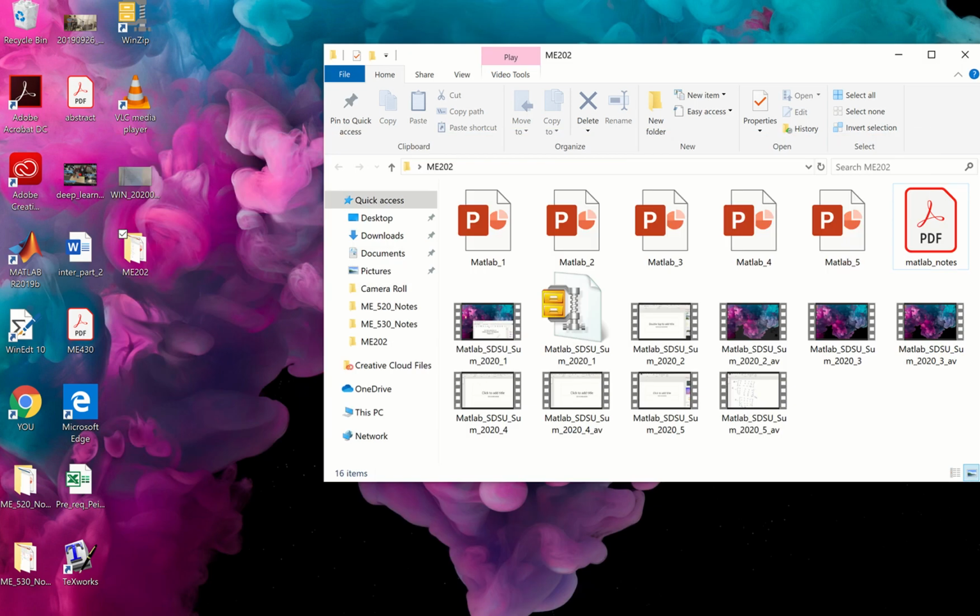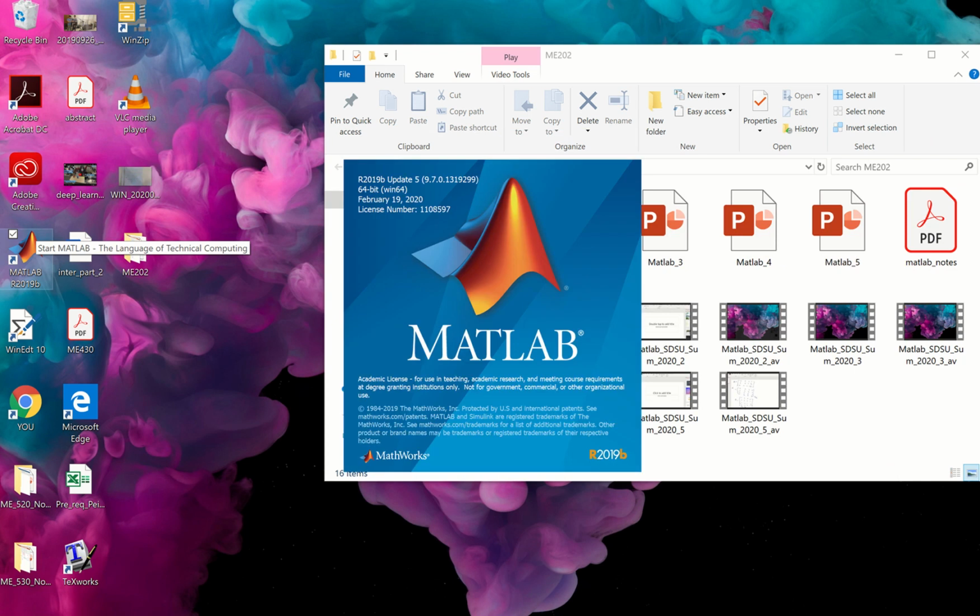Okay guys, this is part 6 of the MATLAB. So we are continuing with the matrix and its operations, and then we're going to move from the rank of the matrix to the determinant and so on.